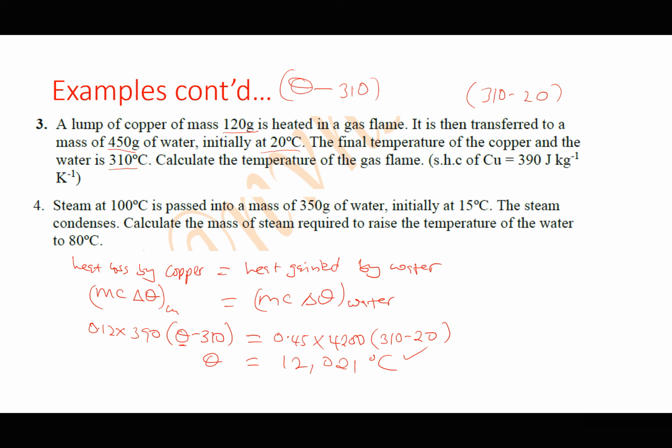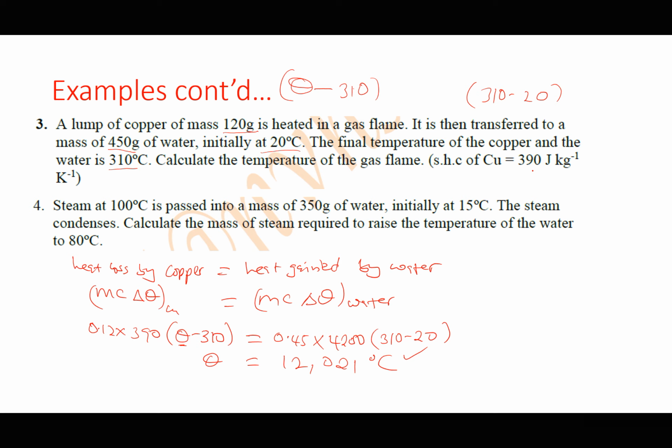Example number 4. By the way, there could be a small problem with this value of specific heat capacity of copper. It could be in kilojoules, but I think it is fine. The specific heat capacity of copper, I think that is fine. It is not in kilojoules.